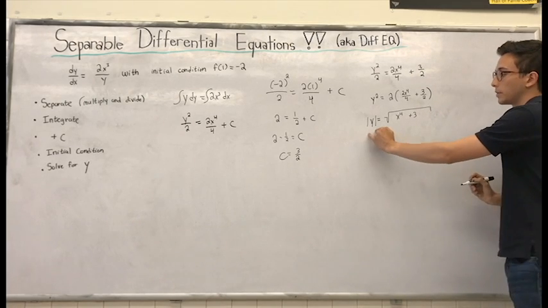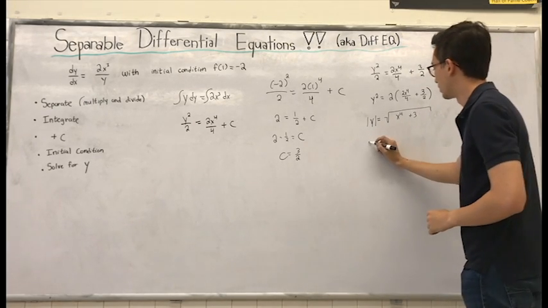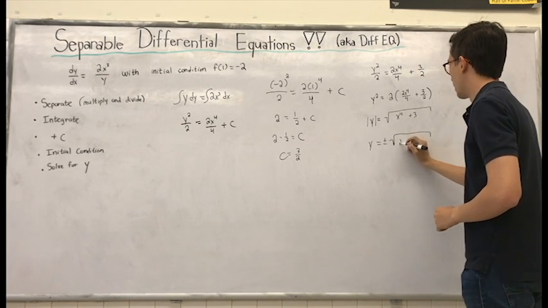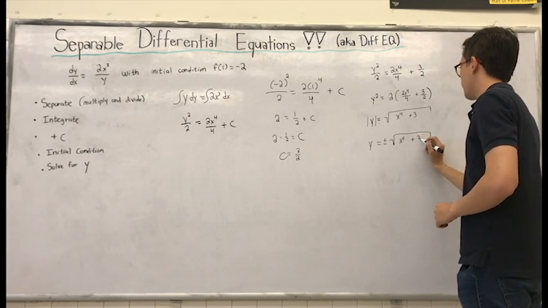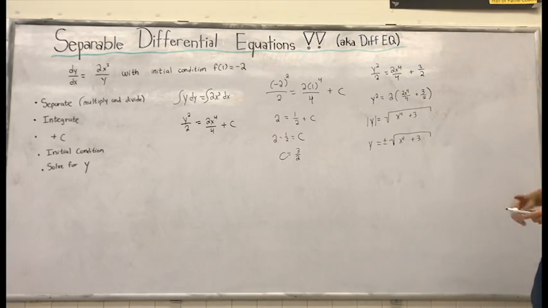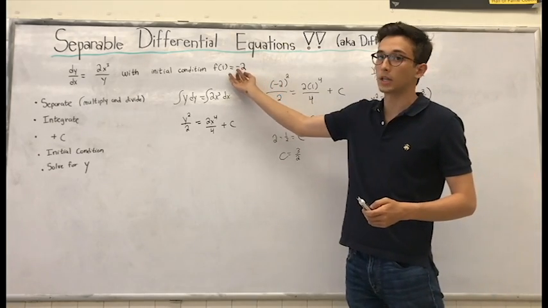And then in order to get rid of the absolute value, we take the plus or minus. And so we get y is equal to plus or minus the square root of x to the 4th plus 3. So now we have solved for y, but we have to test, is it the plus or is it the minus? And so this is where the initial condition comes in again.